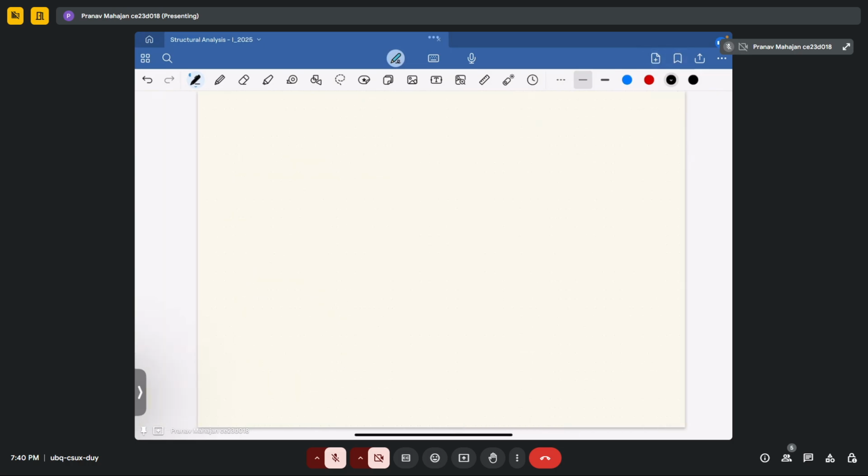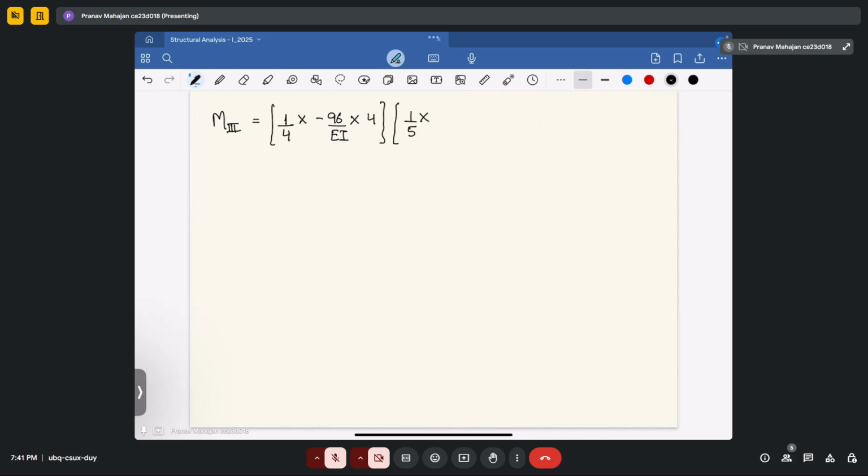Your third moment will be due to the additional term that comes into the picture. Since that will be a third degree curve, its area will come out as 1 by 4 into minus 96 upon EI into length 4, and now we have to take the moment of this area. That will come out as 1 by 5 into 4, and it will be equal to minus 76.8 upon EI.